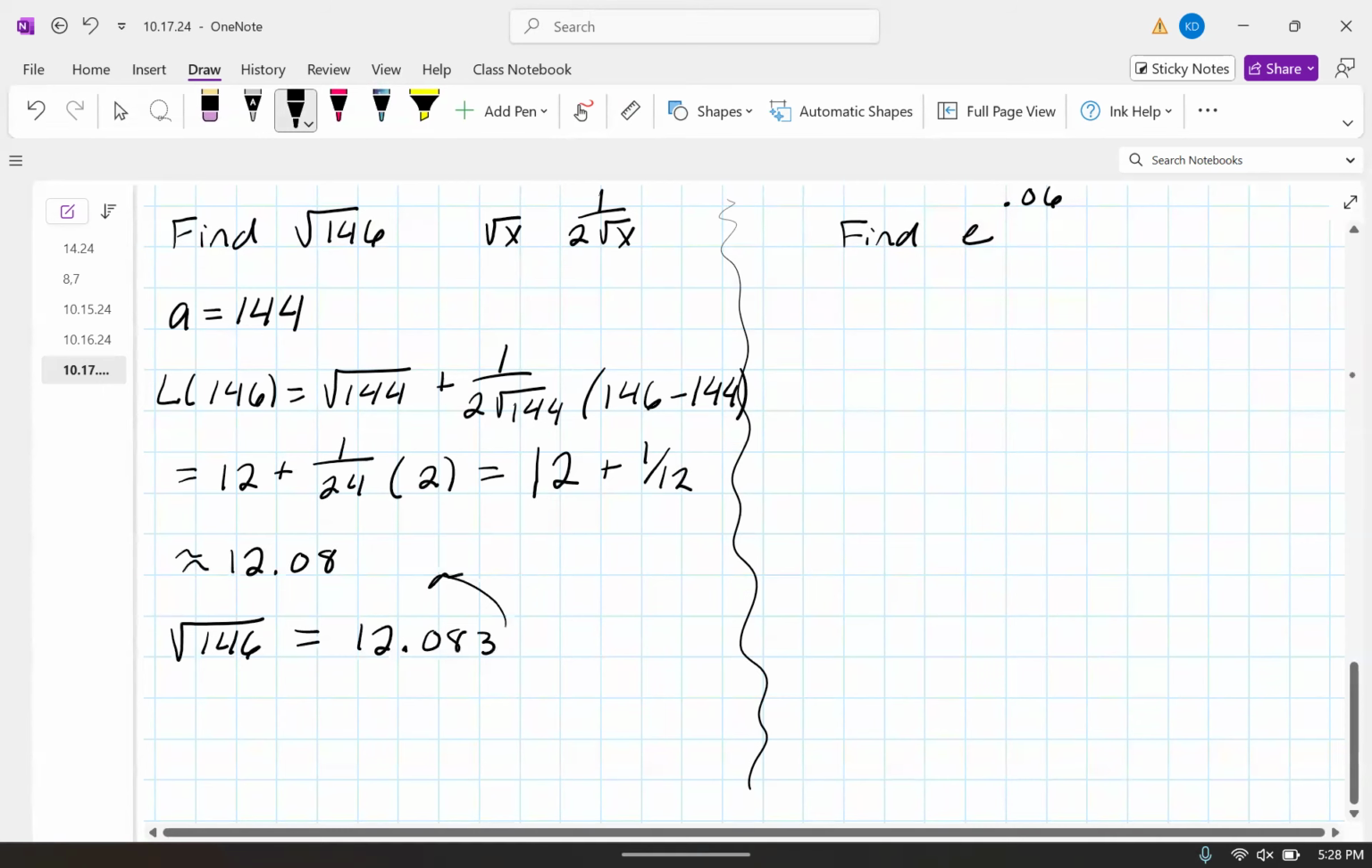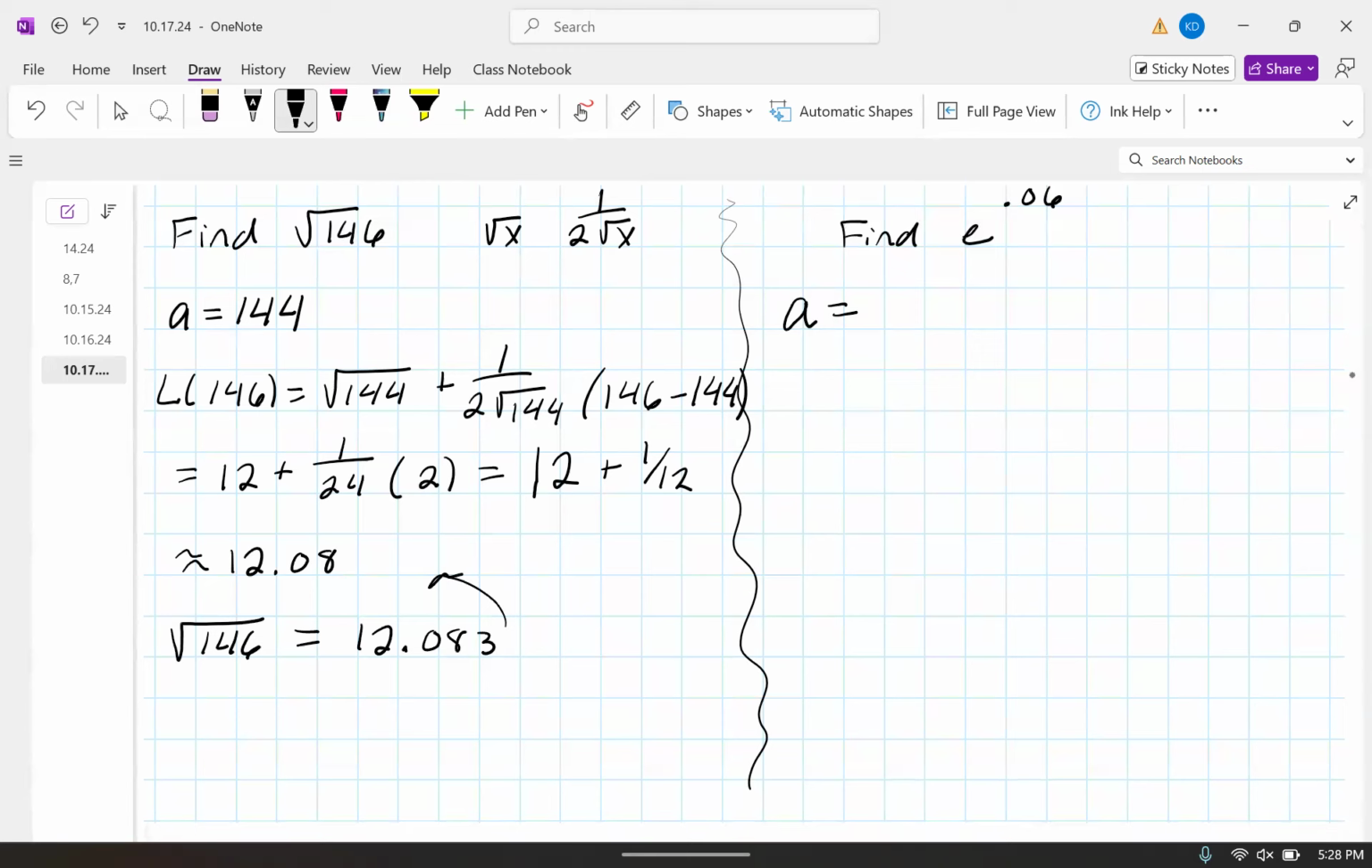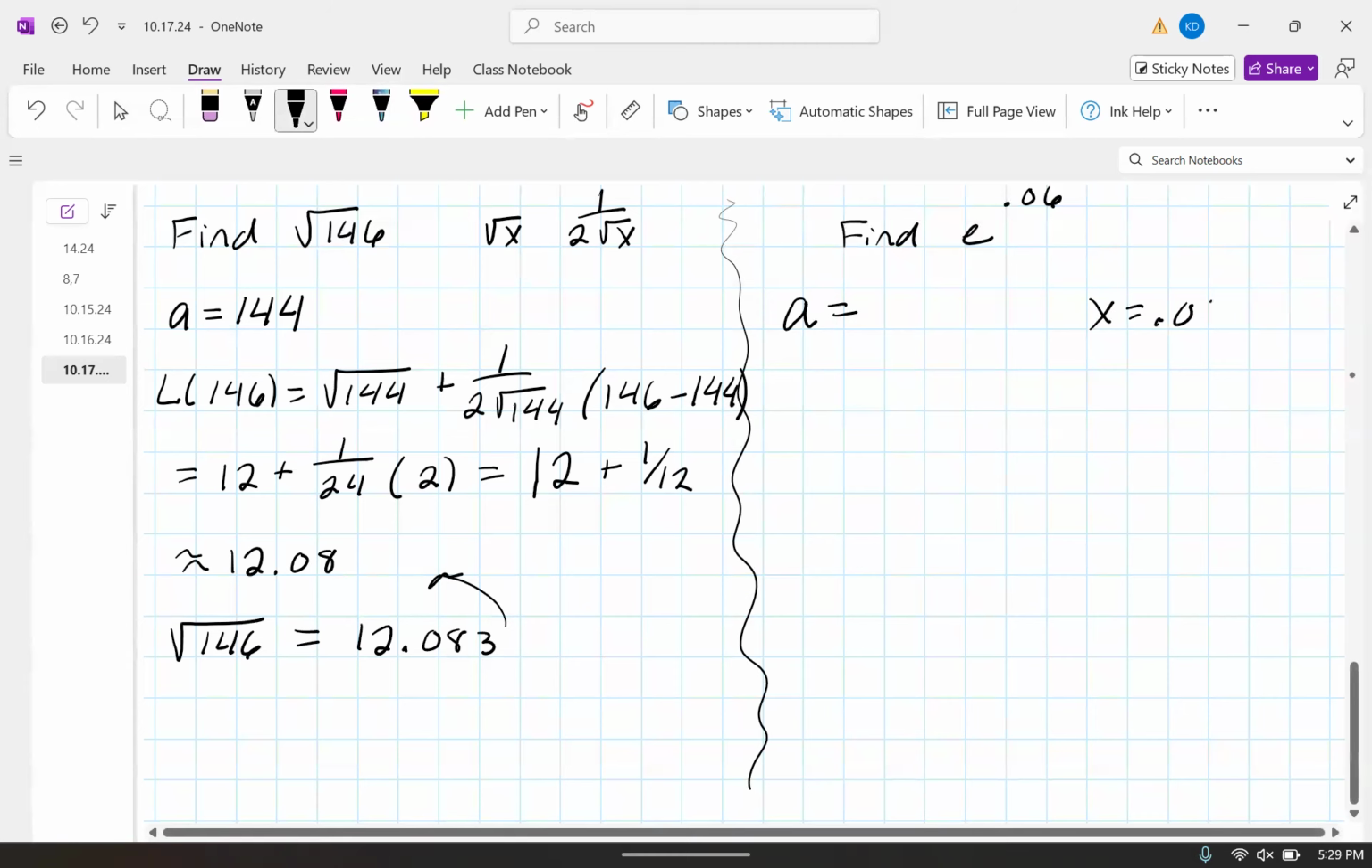So very close. Good. Works out. All right. For e, what's our a value? Value 0.06, right now. Yes, that's our x. 0 is really close to that. I can't think of anything better. So 0 is perfect.